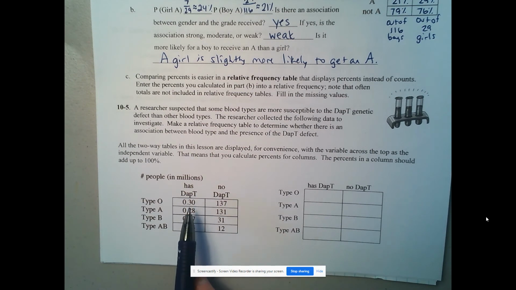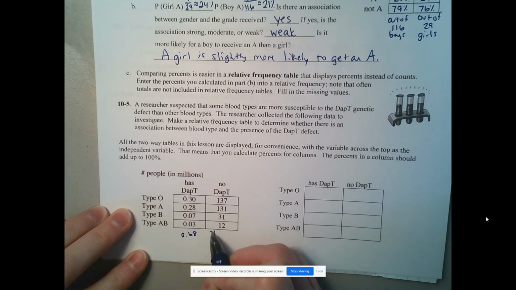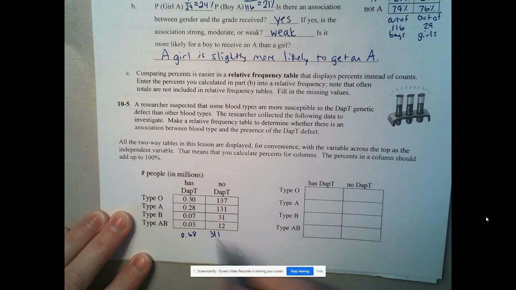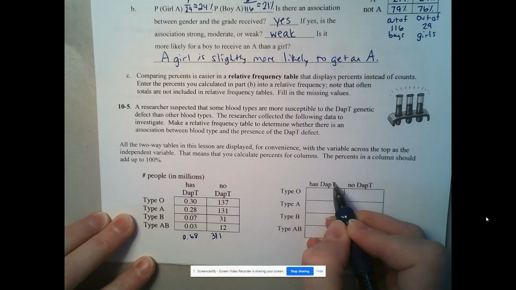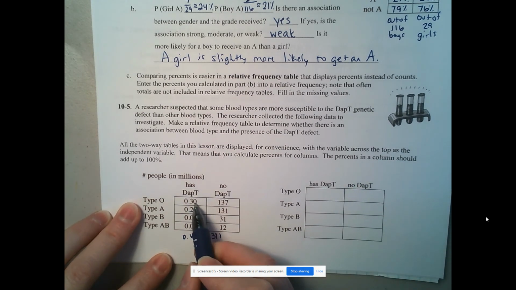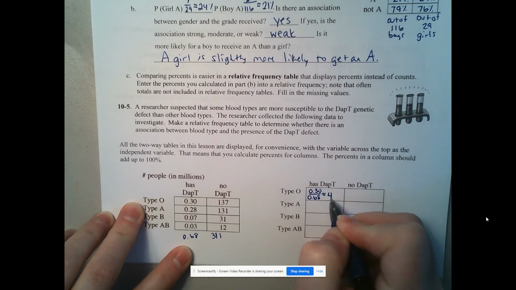So these has DAPT numbers are less than 1 million, whereas the no DAPT numbers are in the millions. So we would want to calculate the total, or the sum, of each column. This one is 0.68. This one is 311. Now we need those numbers in order to come over here and make that relative frequency table. So this has DAPT and type O blood. That's the 0.30 out of the 0.68. So 0.30 out of 0.68, that's going to be about 44%.